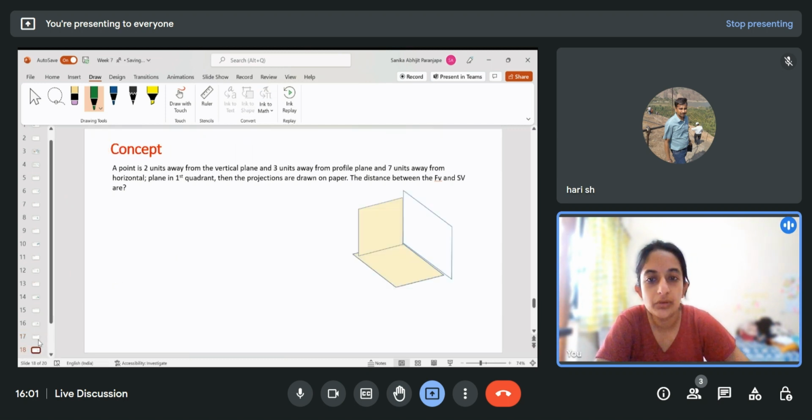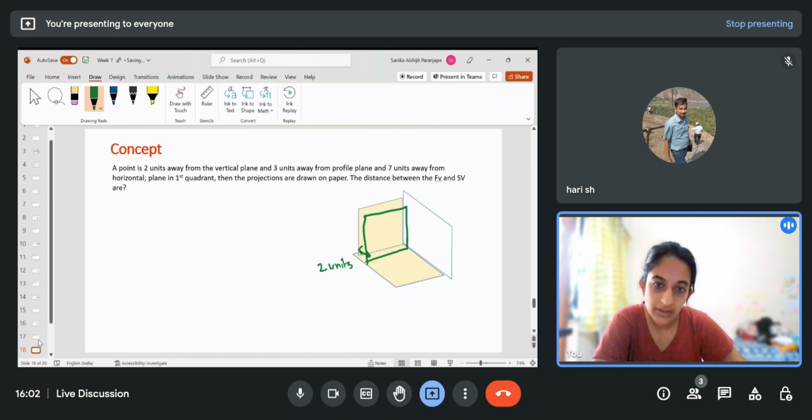What they've given is 2 units away from the vertical plane. So, this is the vertical plane. If we construct a plane here like this, which is 2 units away, the point lies anywhere on this plane. And this distance is 2 units. Then they have said 3 units away from the profile plane. So I can draw another plane here. So this is 3 units.